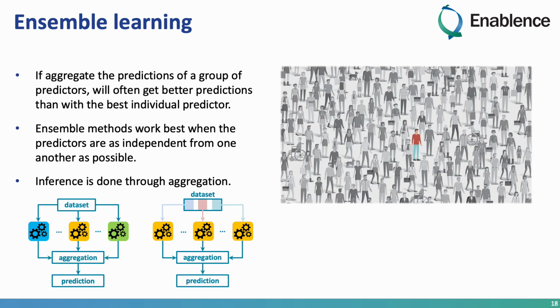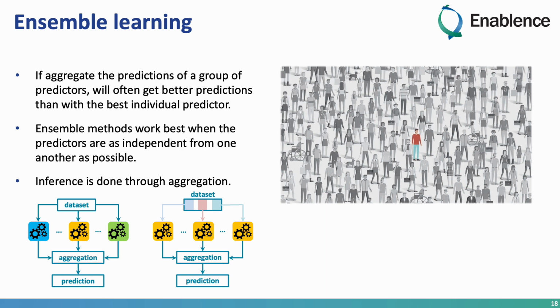To lead us into our second example of a classical machine learning technique, we will first talk about ensemble learning. In some cases, an aggregated answer from 1,000 random people is better than an expert's answer, and this is known as the wisdom of the crowd. Similarly, if we aggregate the predictions of a group of predictors, we will often get better predictions than with the best individual predictor, and that's the main idea behind ensemble learning.